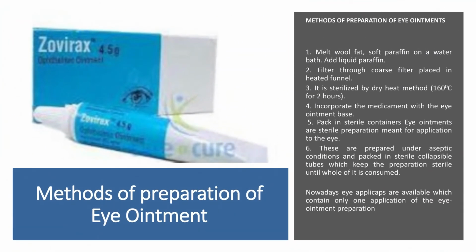It involves melting down of the fats, and then it is coarse filtered, then dry heat sterilization, and then we add the drug medicament to the ointment base. Once the ointment base is prepared, it is sterilized, then we add the remaining constituents, then we pack it into sterile containers. They are viscous preparations, so they need to be filled into collapsible tubes, which keep the preparation sterile until the whole of it is consumed.